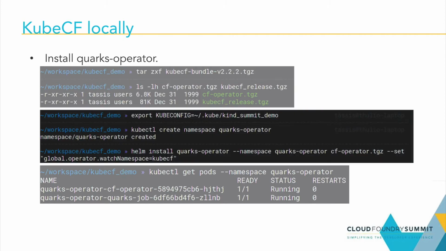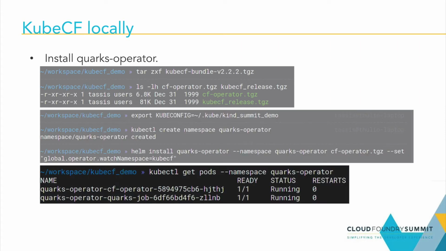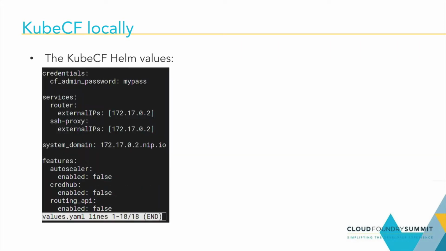So let's point the kubeconfig to the one that I used in the kind creation, and then we create the Quarks operator namespace, and we install the Quarks operator in the namespace that we just created using the chart that we extracted from the bundle, and then we set it to watch the namespace KubeCF, because it's where we are going to install KubeCF. And then we wait for it to be ready, and we install KubeCF. But first, let's take a look at the values.yaml file for KubeCF.